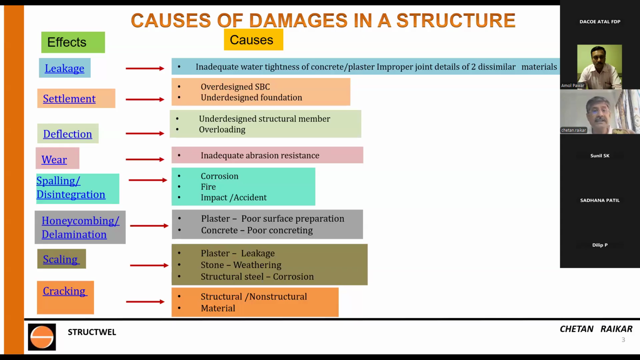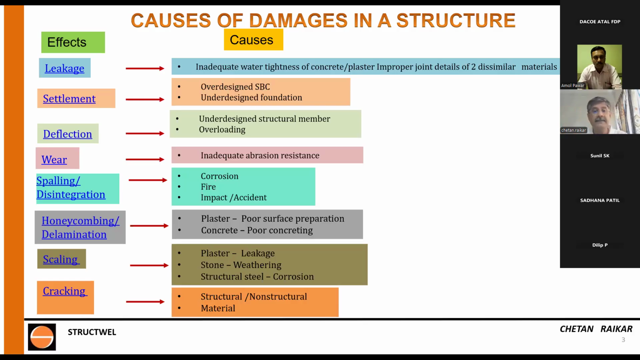Scaling. So scaling is peeling out layer by layer. Plaster can scale because of leakage, salt attack, and stone because of weathering. Over a period of time, the stone scales out. Structural steel, that is corrosion, is again a scaling. It goes from the outermost layer to the inner layer. Corrosion also travels from the outermost layer of steel to the inner layers.